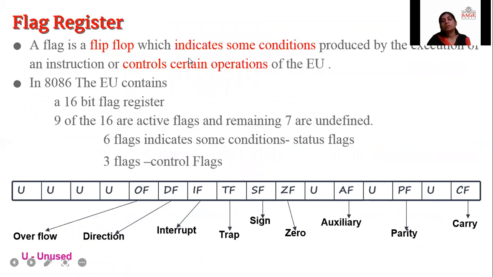Flag register. A flag is a flip-flop which indicates some conditions produced by the execution of an instruction or controls certain operations of the execution unit. In the 16-bit flag register, 9 of the 16 are active flags and 7 are undefined. 6 flags indicate conditions, the status flags, and 3 are control flags. U stands for unused, and these are the carry flag, parity, auxiliary AF, zero flag ZF, sign flag, interrupt flag, direction flag, and overflow flag.